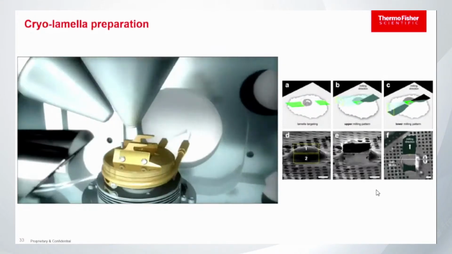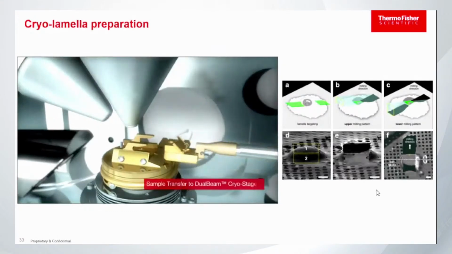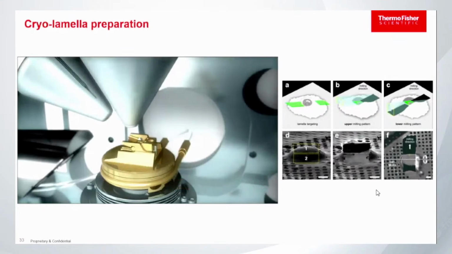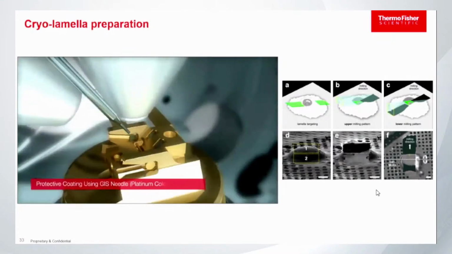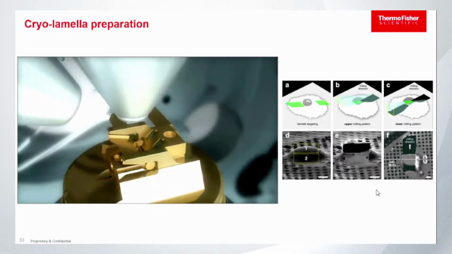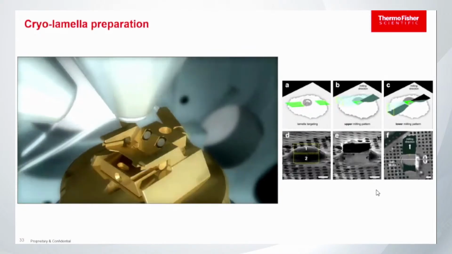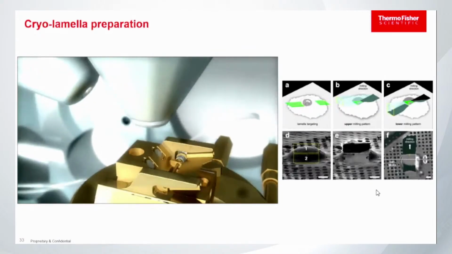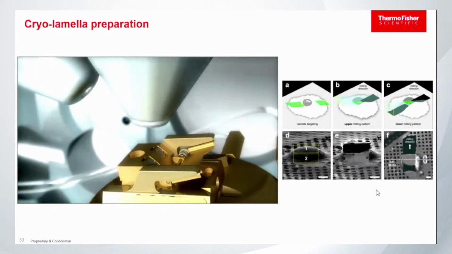Everything is under cryo conditions. You can introduce into this chamber two different grids with your cells, which are vitrified. After that, there is a sputter coating for protection of your sample. Then you focus on one specific grid with your cells, localize the cell of interest, and you will be able to do the milling.